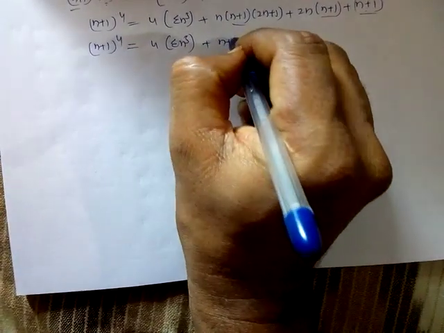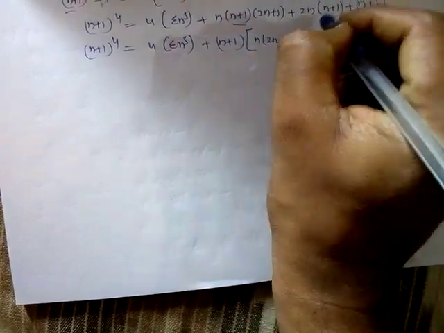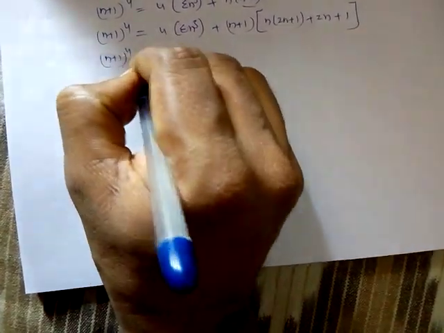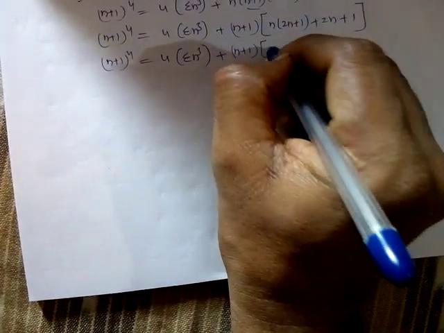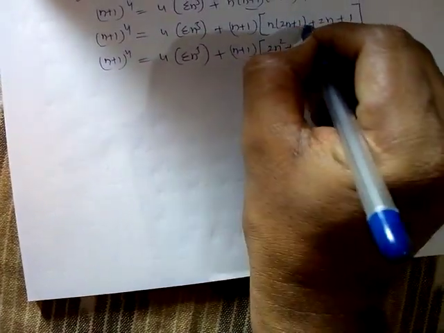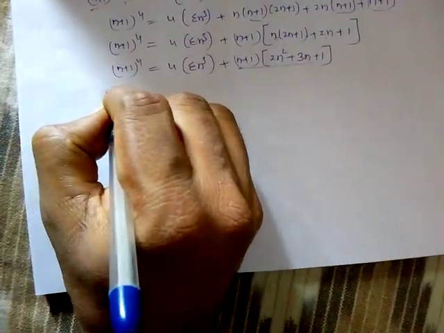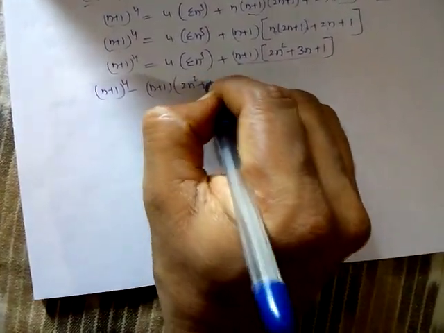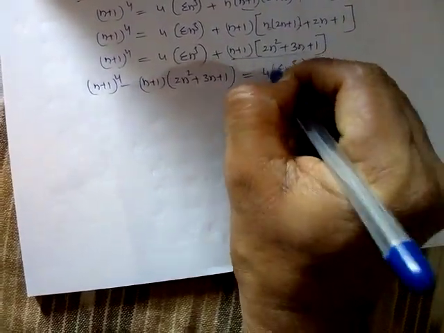So by taking common n plus 1, n into (2n+1), here 2n plus 1. So (n+1) to the power of 4 is equal to 4 into sigma n cube, (n+1) into 2n square plus n plus 2n plus n, that is 3n plus 1. Now this term we transpose to the left side: (n+1) to the power of 4 minus (n+1) into (2n square plus 3n plus 1) is equal to 4 into sigma n cube.